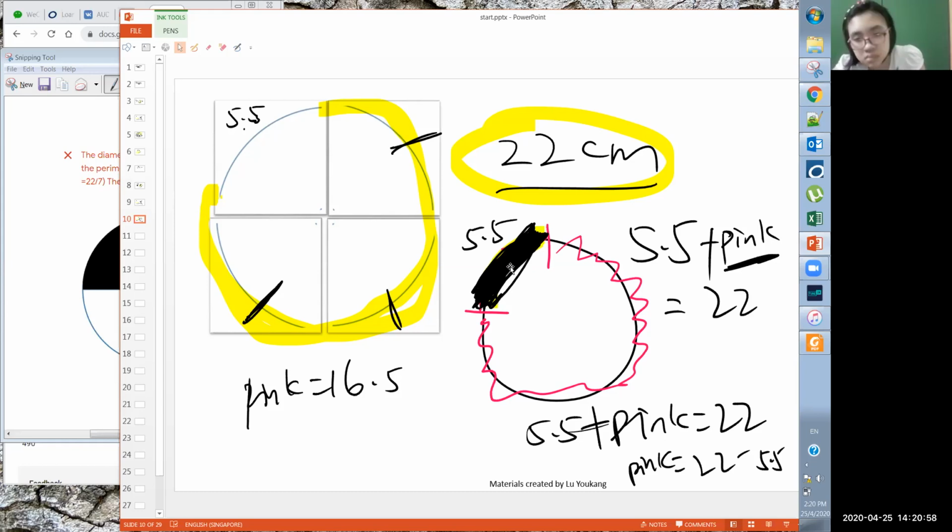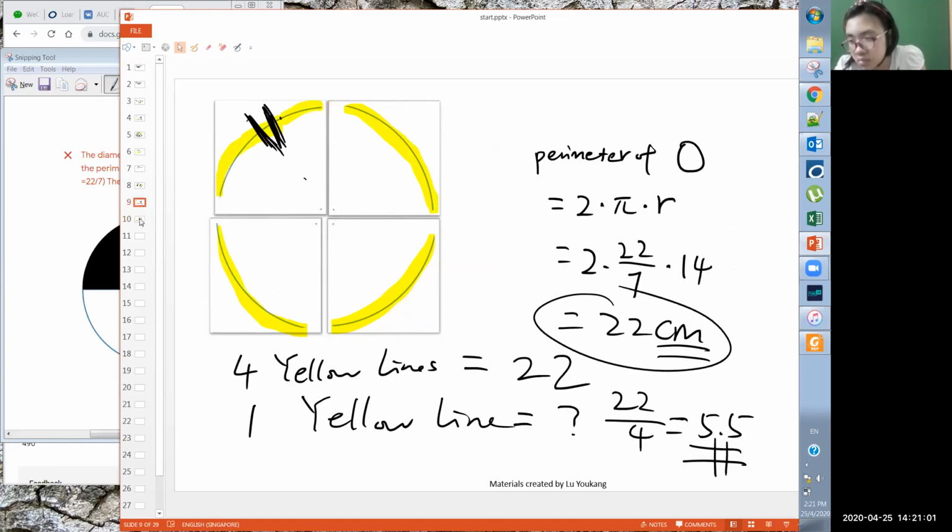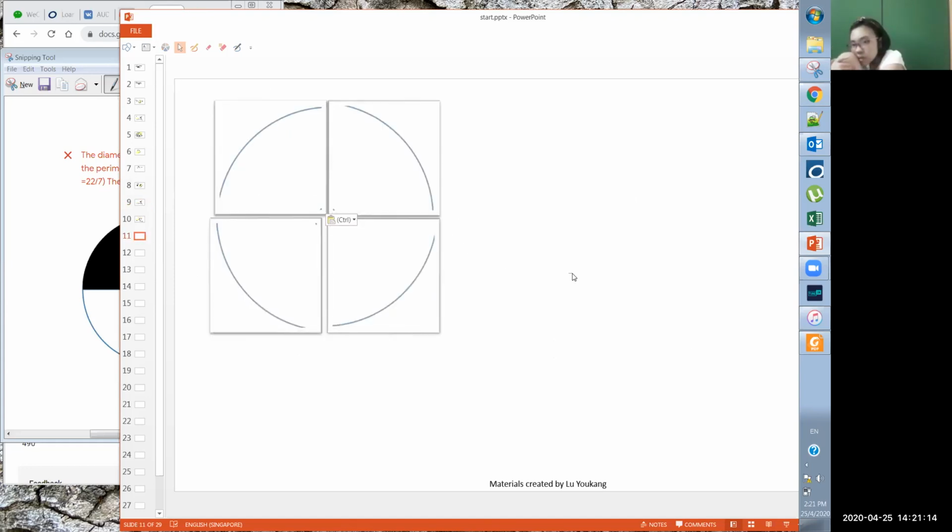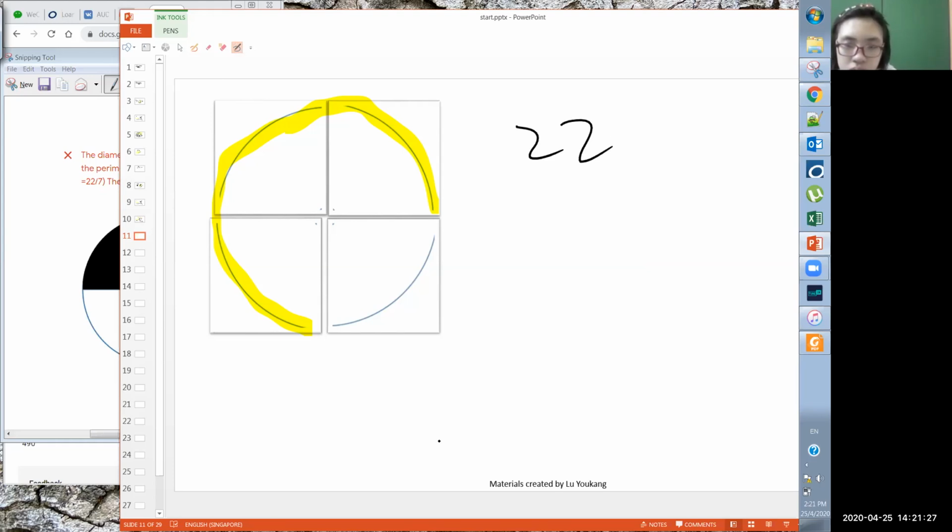So what if I give you this question? Let me get this to the next page. Okay, so if I want you to find this, how do you find this? Find the full circle 22, and then minus it. Minus what? 5.5. Which one is 5.5?